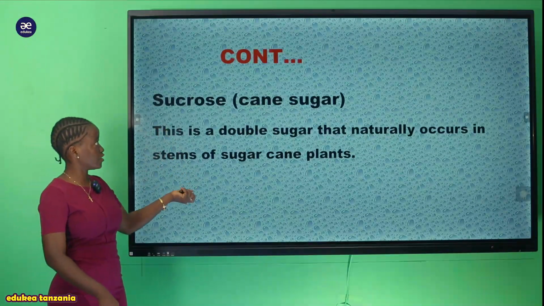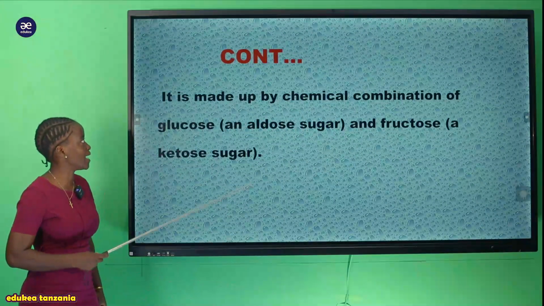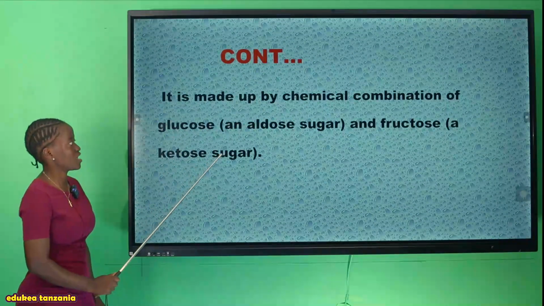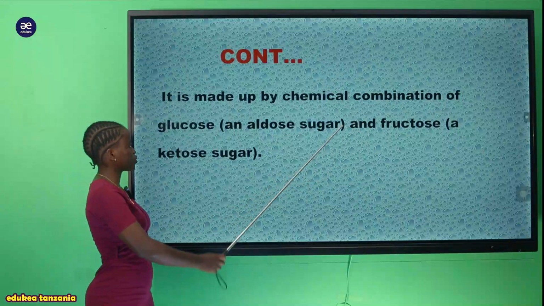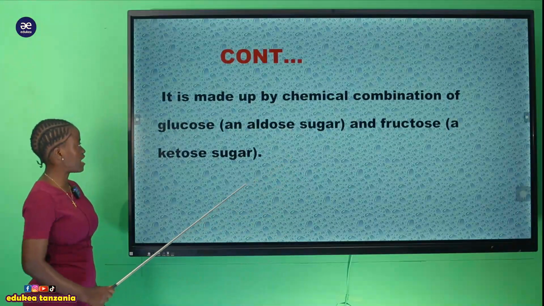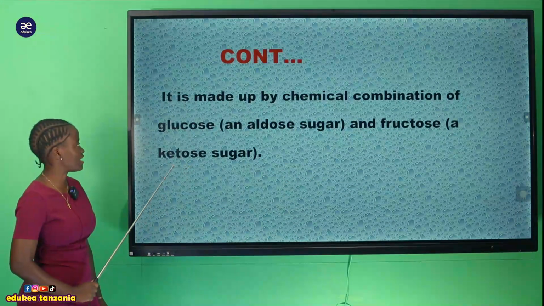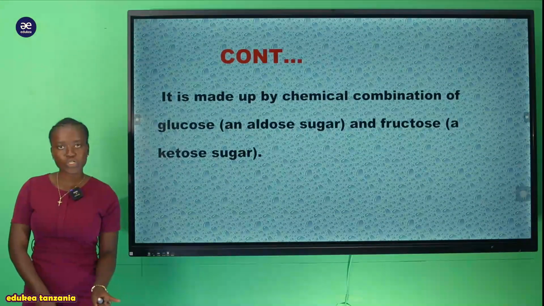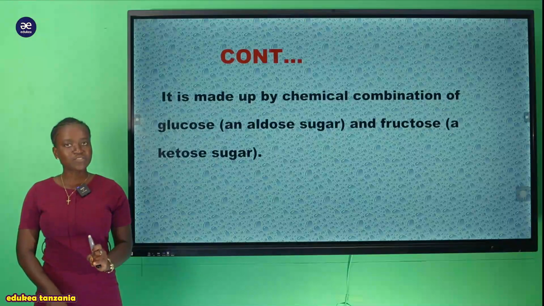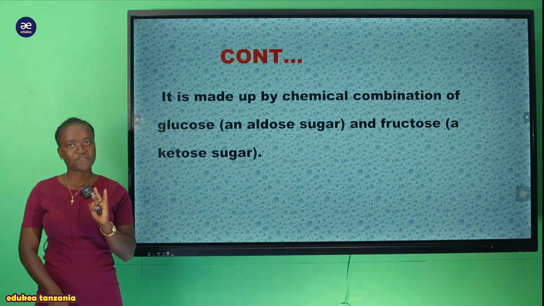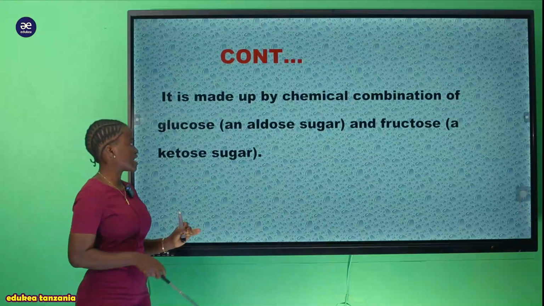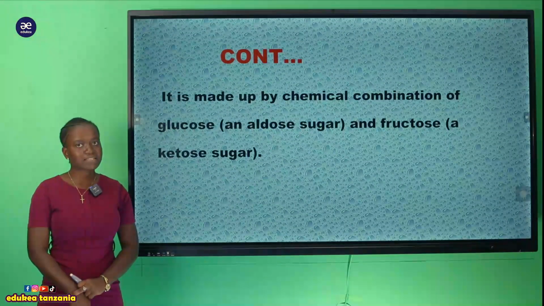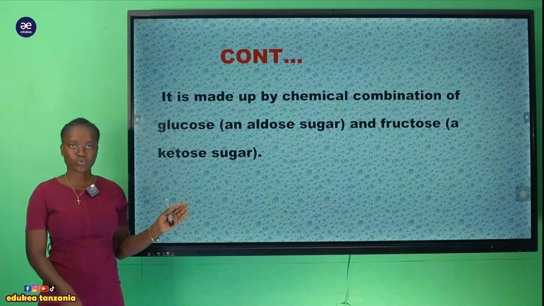But artificially, we say sucrose is made by chemical combination of galactose, that is an aldose sugar, and fructose, that is a ketone sugar. So simply, sucrose is made from galactose together with fructose, and it is the alpha fructose that takes part in forming this sucrose.